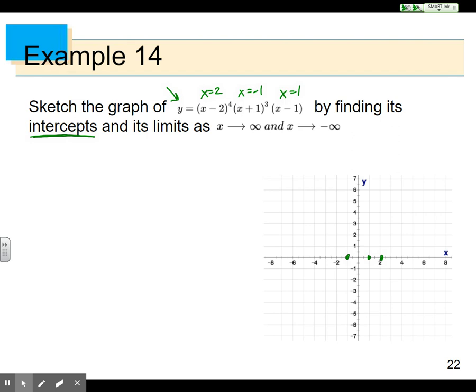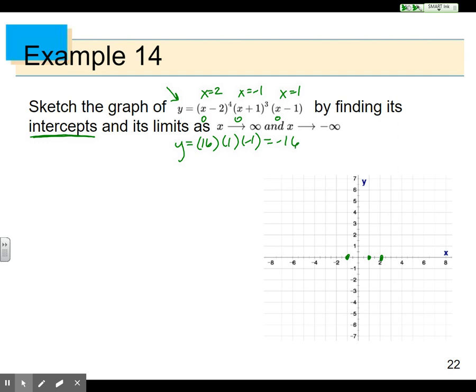Okay. Now, I can find its y-intercept as well. I'm going to use the old trick of finding a y-intercept. I just have to plug in 0 for all these x's. So that'd be negative 2 to the 4th, 16. 1 to the 3rd, well, that's 1. Negative 1, so negative 16. Maybe I should have counted by 2's on there.